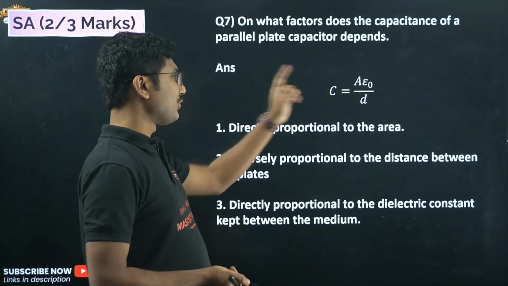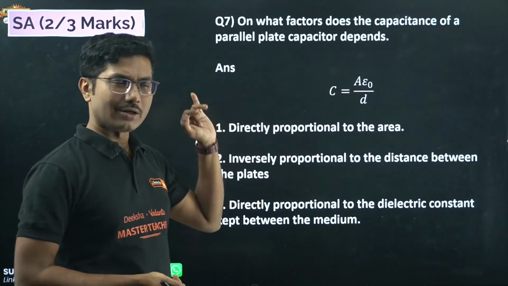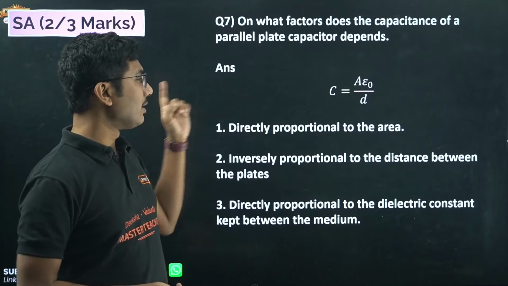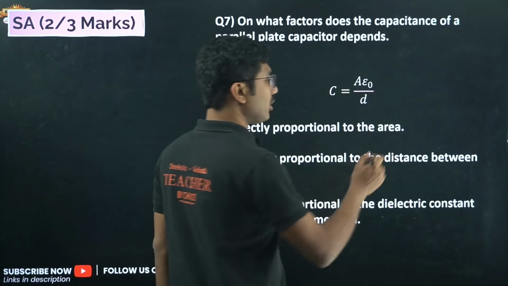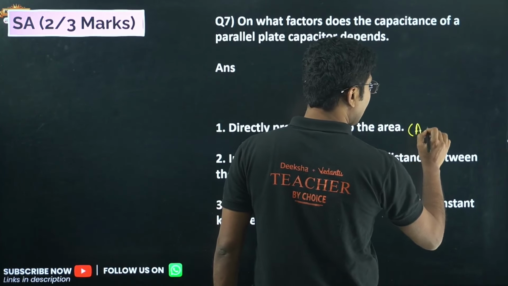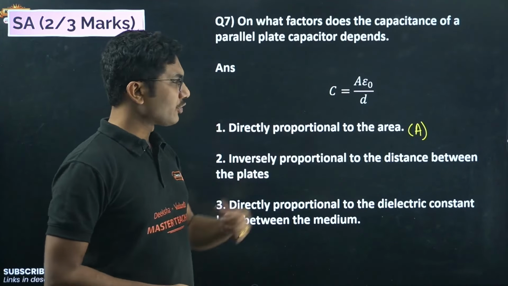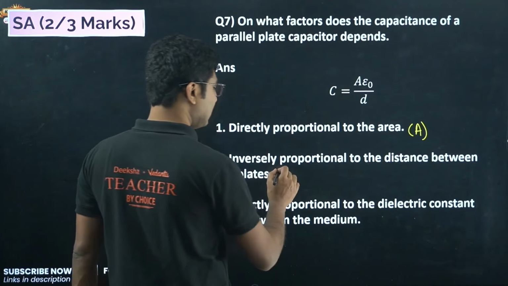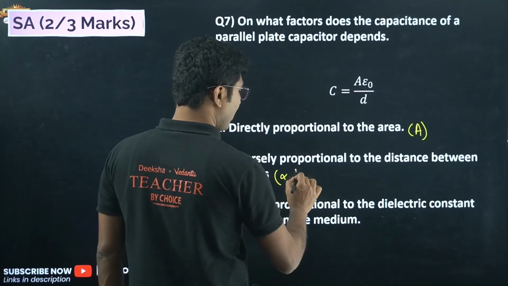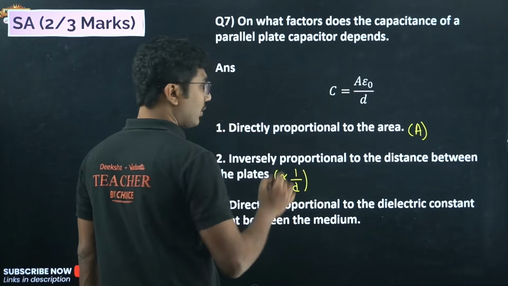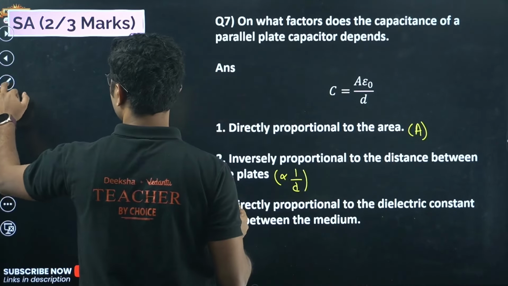Okay, you can mention what A is and what D is, but you have to write that capacitance is directly proportional to area. Here you can write area is given by A. It is inversely proportional to the distance between the plates, that is, proportional to 1 by D. It is proportional to A, and proportional to 1 by D.